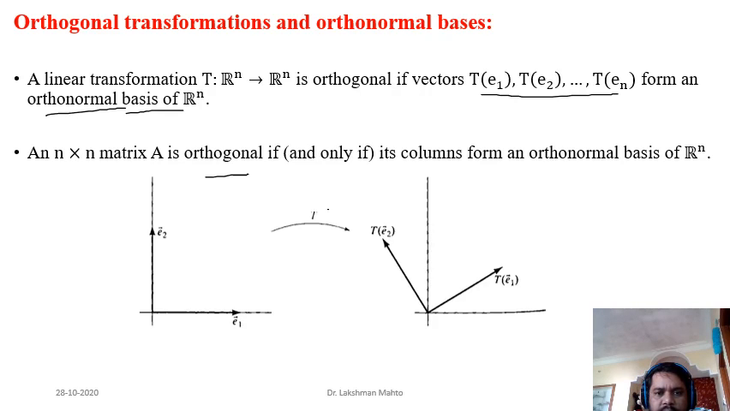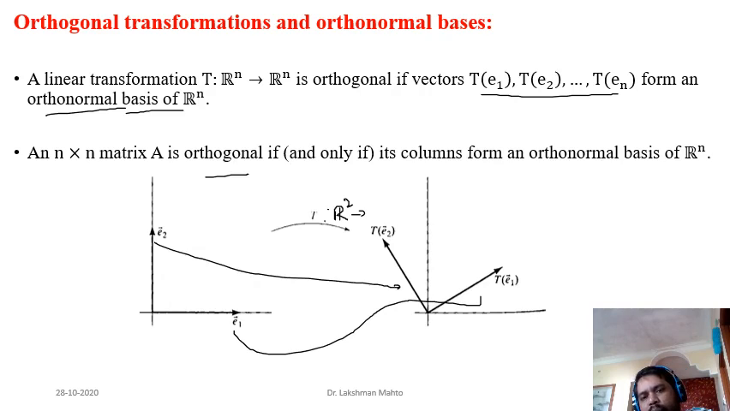What you observe is that the corresponding matrix associated with T is also orthogonal. In R2, I have taken an example. It is a linear transformation from R2 to R2, and under this transformation we can observe that E1 is mapped along the direction of (1, 1), and E2 is mapped along the direction of (-1, 1).